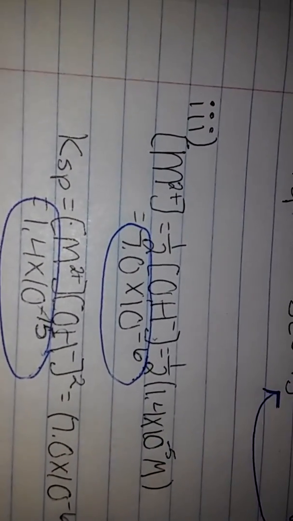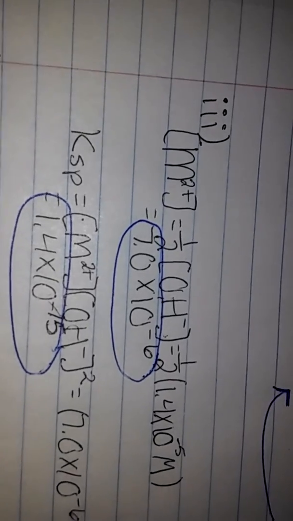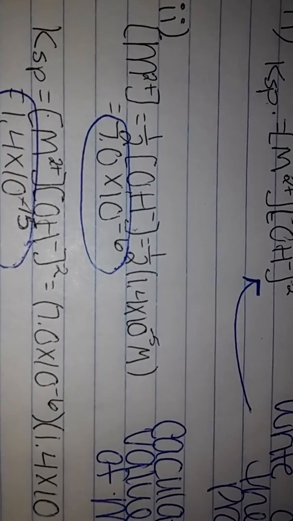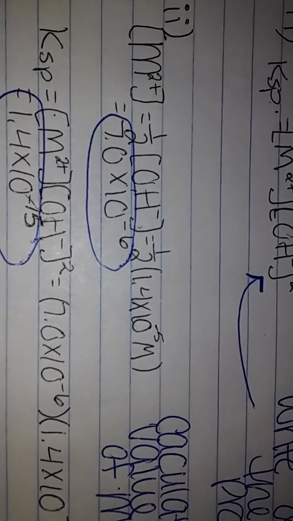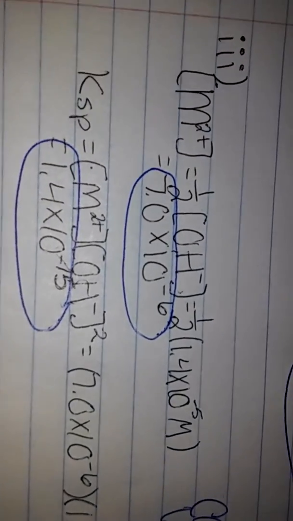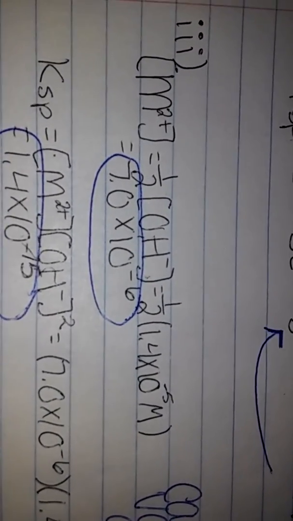So you should take M with the positive charge is equal to 1/2 of OH negative, which is also equal to 1/2 times 1.4 times 10 to the negative 5th molar, and you should get 7.0 times 10 to the negative 6th.